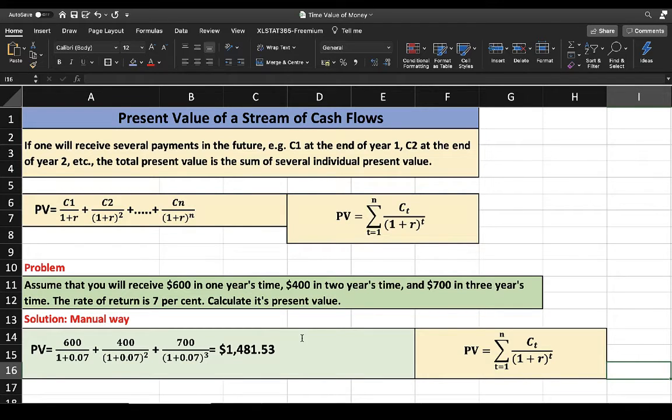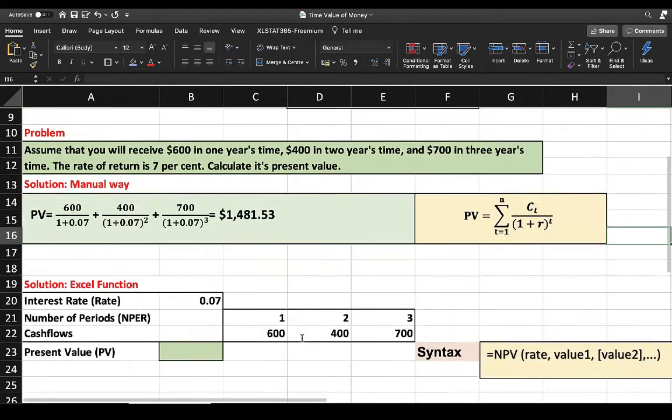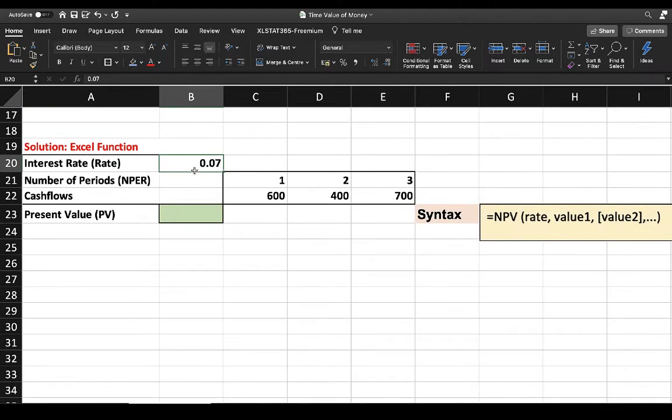So to make it short, I'll show you how to solve it by applying an Excel function. As given in the question, the rate is 7% and the number of periods is 1 to 3 years, and the cash flows are given, that is 600, 400 and 700. So we have to find the present value. As you see here, the syntax is given for solving present value.